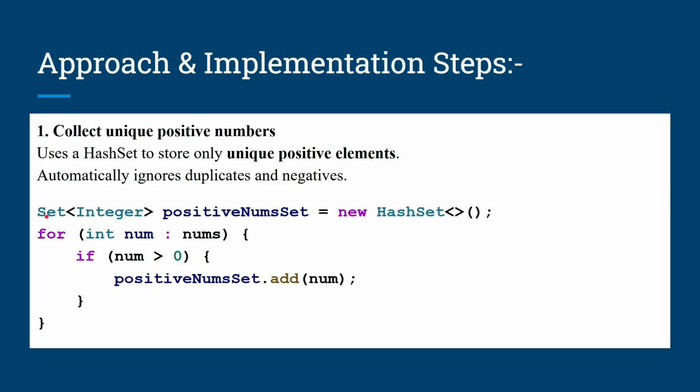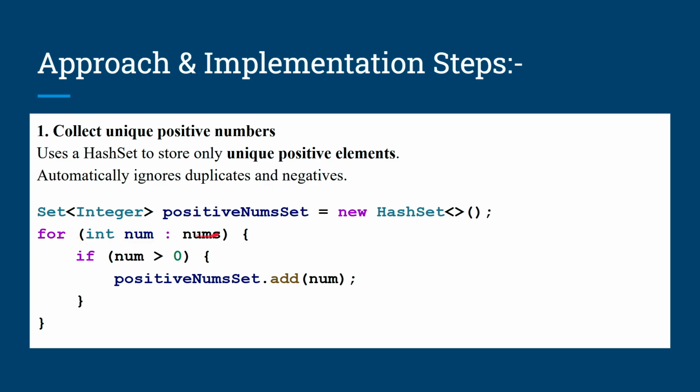So to create the hash set, what do you need to do? Write Set, then pass the generic type, which is the type of the value we are going to store in the set. It's integer, so you provide Integer in the diamond brackets, then give the name of the set, and say equal to new HashSet. Just define the generic type and write the code.